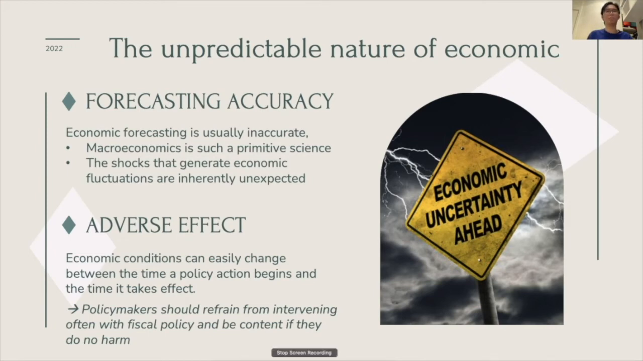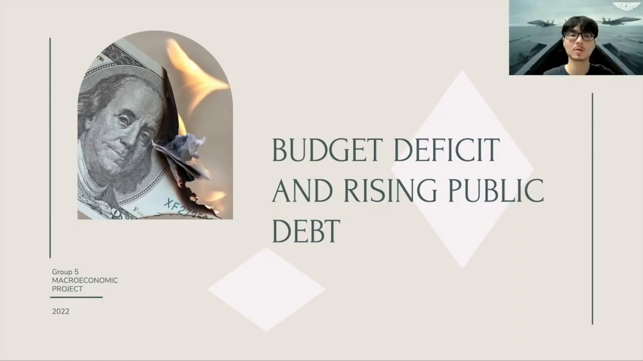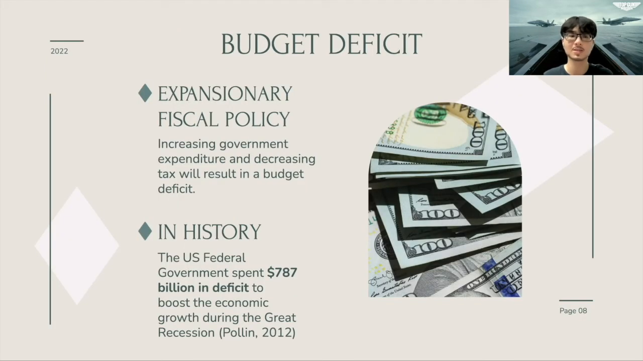Next is another drawback: budget deficits and rising public debt, presented by Min. Thanks, Hung. So now we will talk about rising budget deficit and debt burden. As you already know, to boost economic growth in a crisis, the government needs to increase spending and reduce tax, which will eventually result in a budget deficit.